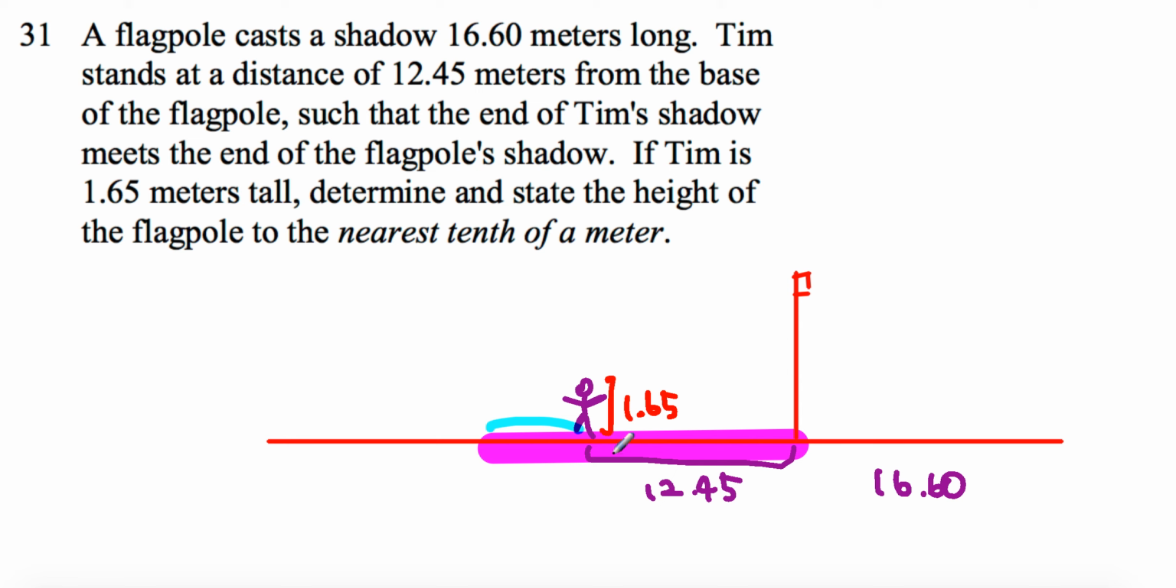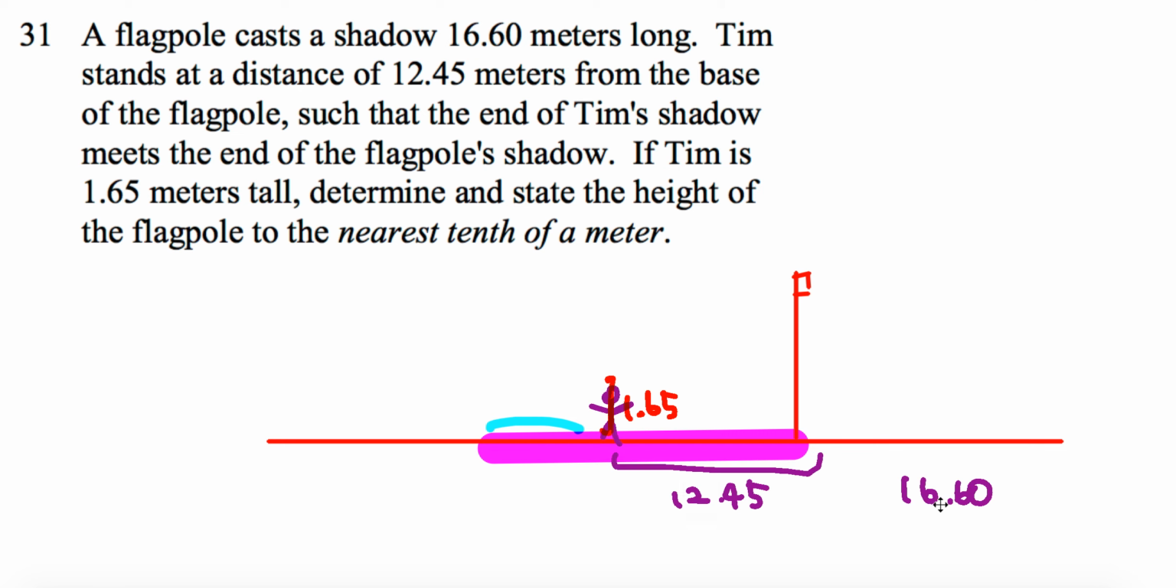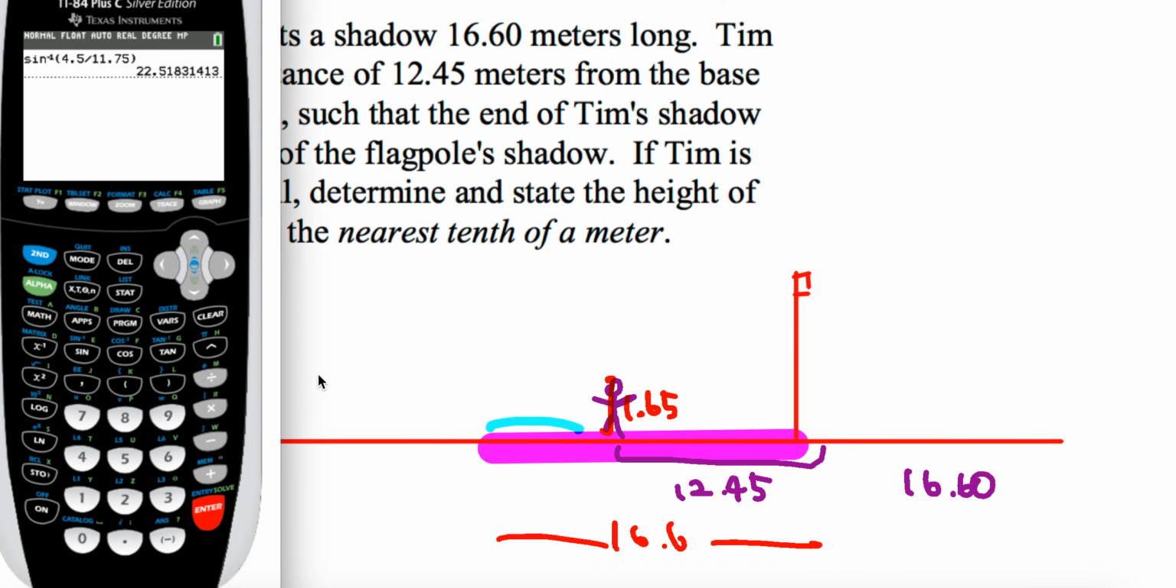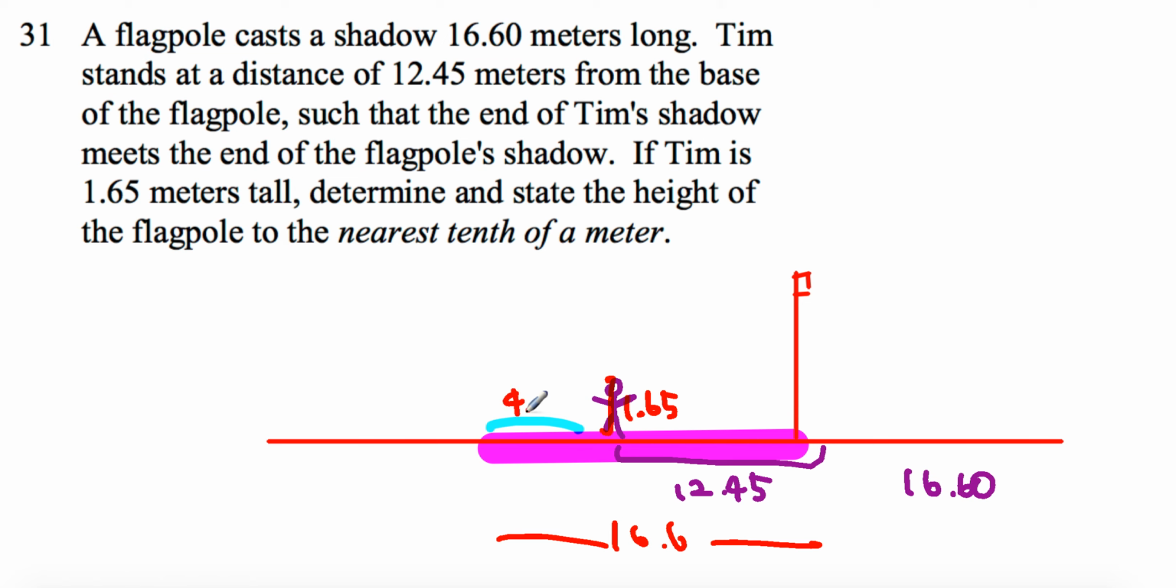So that means difference in 16.6 over here and 12.45 would have been the length of Tim's shadow. So let's look at it then. Here I'm going to have 16.6 minus 12.45. Then we get 4.15. So then here we get, this is 4.15.